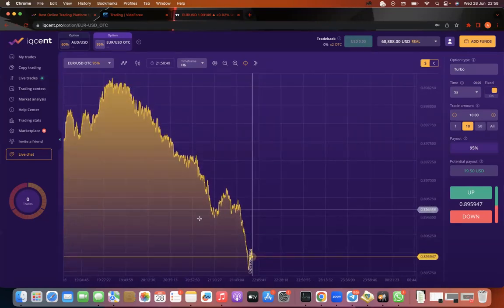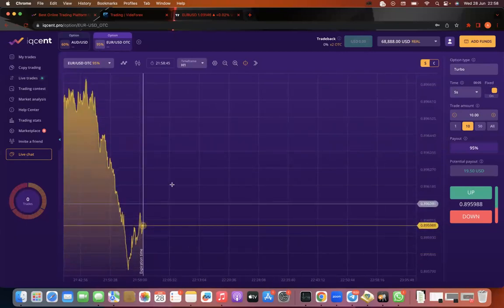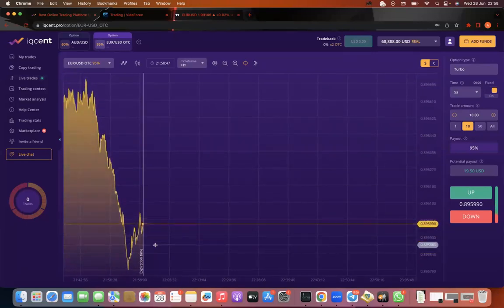The first thing you're going to see is the charts. This is what we call the tick charts. It is showing how the price is going up and going down.